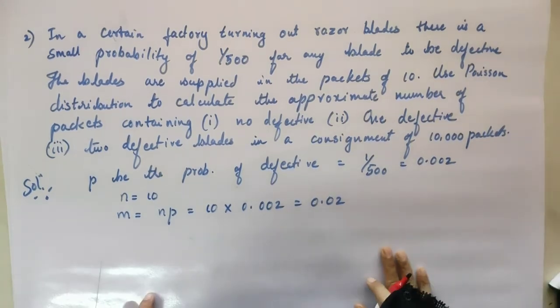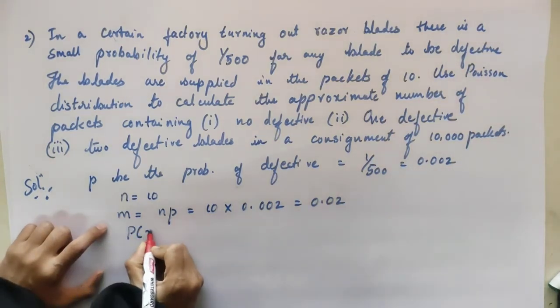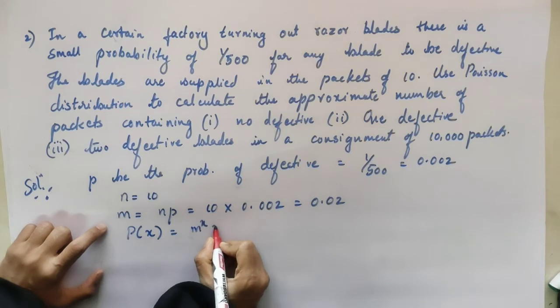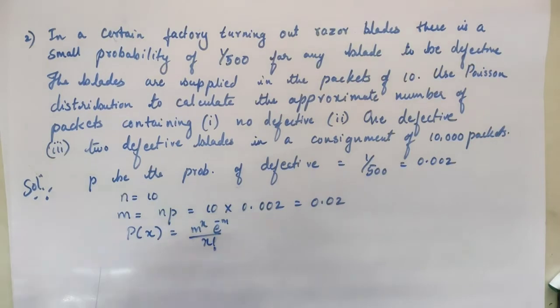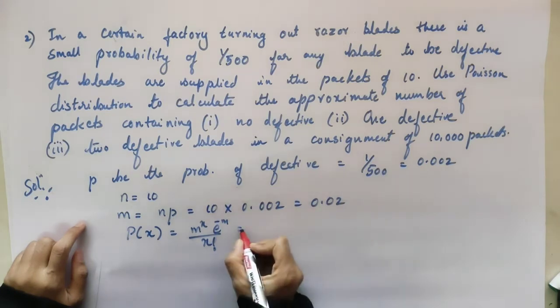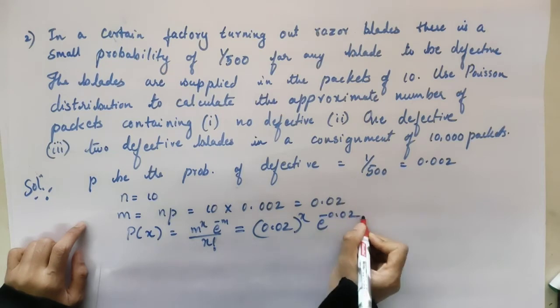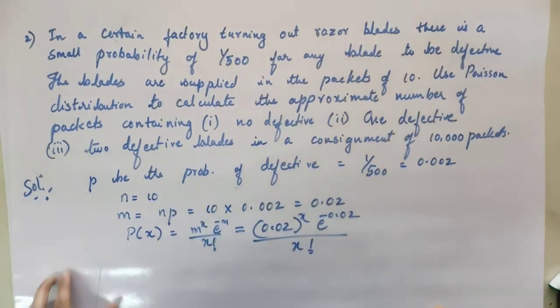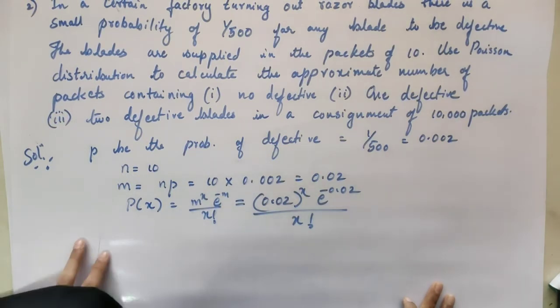Now once we have calculated the mean of the defective blades, we can write the probability distribution P of x for the Poisson distribution. For Poisson distribution, we have seen that P of x is m raised to x, e to the power minus m, divided by x factorial. So using this, we have the value of m as 0.02. So it is 0.02 raised to x, e to the power minus 0.02, divided by x factorial. This is our probability distribution function for this problem, is it not? By Poisson we get this.